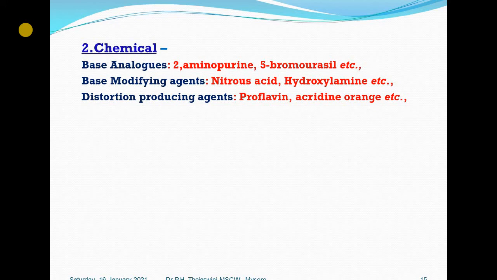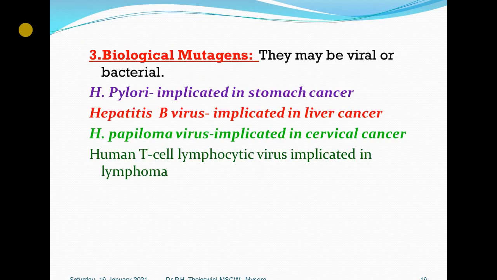Next one is distortion producing agents. What they do exactly is they go and occupy the place between two nitrogenous bases and they bring about discomfort in a properly stabilized structure of a DNA. That is, they get into two nitrogenous bases and they dislodge the position of the already existing nitrogenous bases. Examples are proflavin, acridine orange, etc.